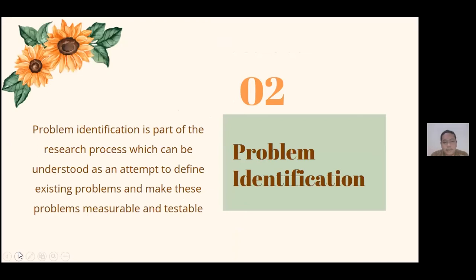Number 2 is problem identification. Problem identification is part of the research process which can be understood as an attempt to define an existing problem and make this problem measurable and testable.